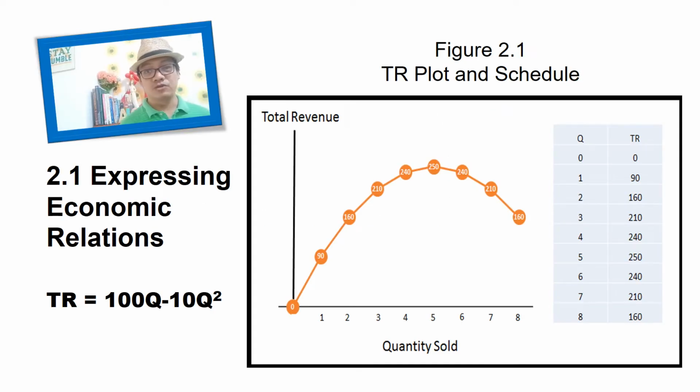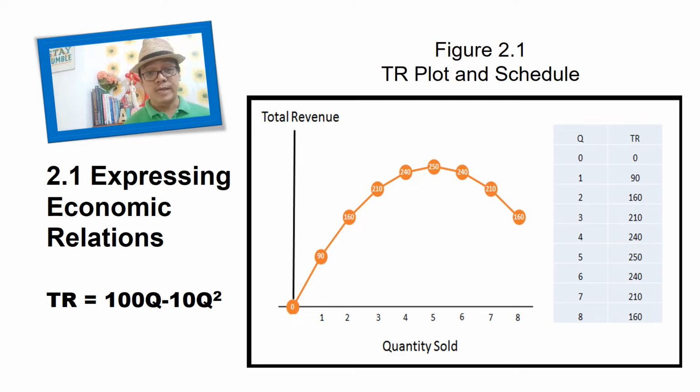Expressing economic relations. Economic relationships can be expressed in the form of equations, tables, or graphs. When the relationship is complex, however, expressing the relationship in equational form is crucial. For example, suppose that the relationship between the total revenue, TR, of a firm and the quantity, Q, of the good or service that the firm sells over a given period of time, say 1 year, is given by TR equals 100Q minus 10Q squared.